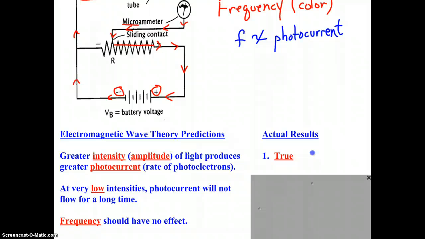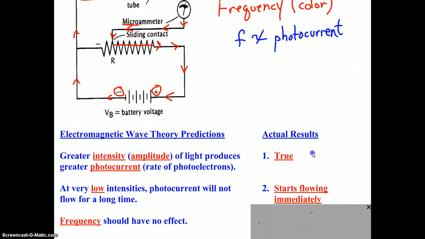However, when they tested this, that was found to be false. The photocurrent started flowing immediately. There was not a delay, even at low intensities. Lastly, electromagnetic wave theory predicted that frequency should have no effect on the rate of photoelectric emission. And as we pointed out earlier, when they varied the color and held the intensity constant, that was found to be true.